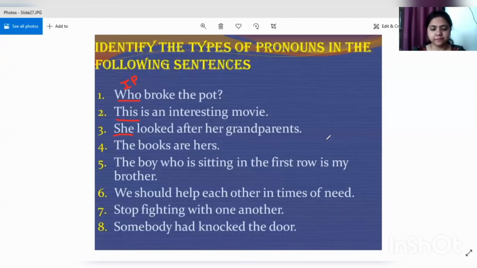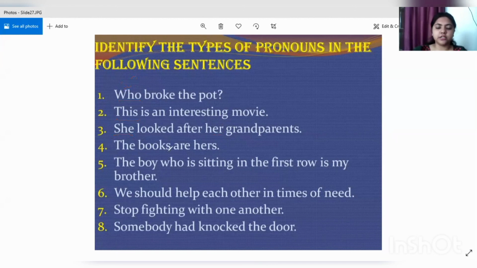Ma'am, good morning, ma'am. Ma'am, her is not a pronoun, ma'am. I think it's a possessive adjective because it is followed by a noun, grandparents. Absolutely correct. That is why I put up this question, because I already explained this in the previous class: when such words are followed by a noun, they are qualifying the noun, and the words which qualify a noun are adjectives. So here her is an adjective and not a pronoun. All right, very good.